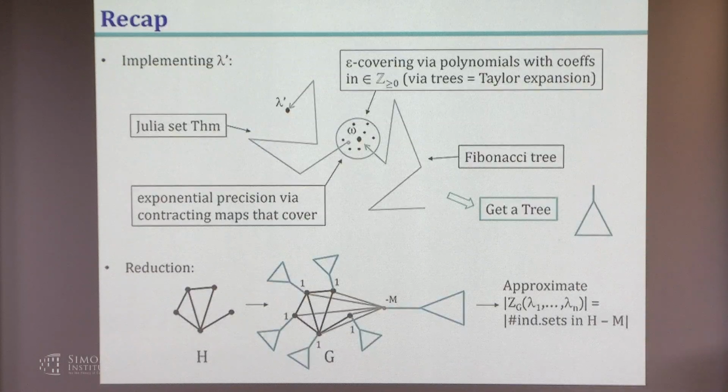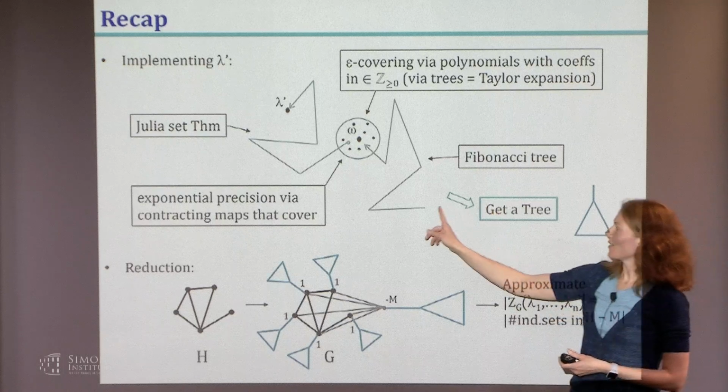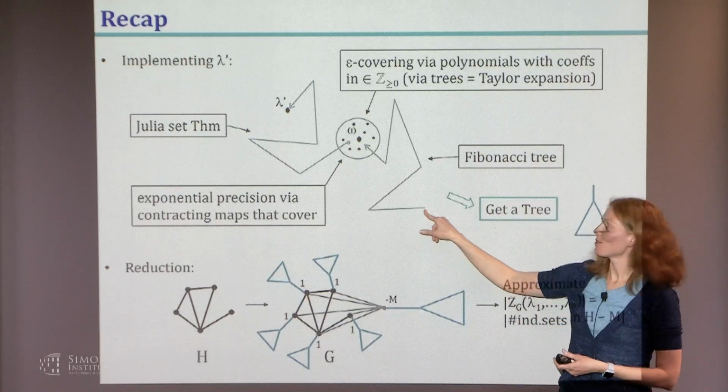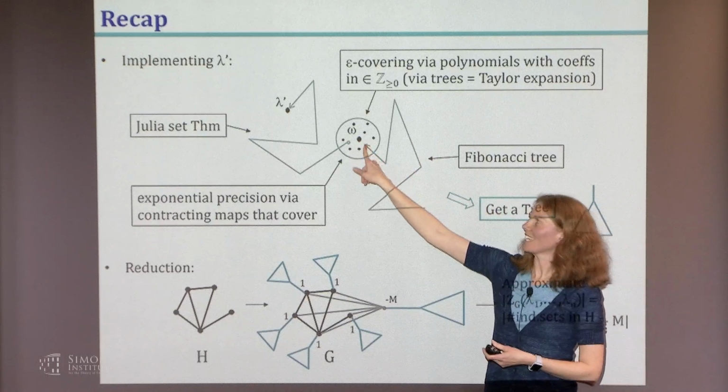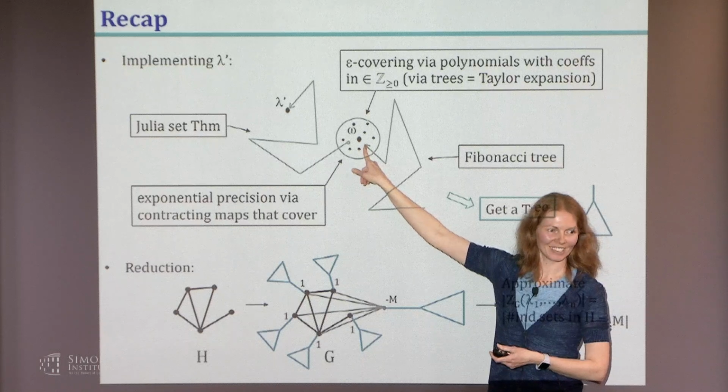And now, this is my last slide. It's a summary. So what happened? We start with our lambda. We build our Fibonacci trees. We get somewhere close to a repulsive fixed point.